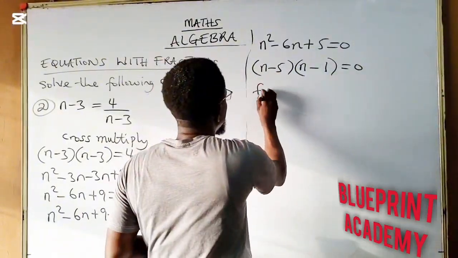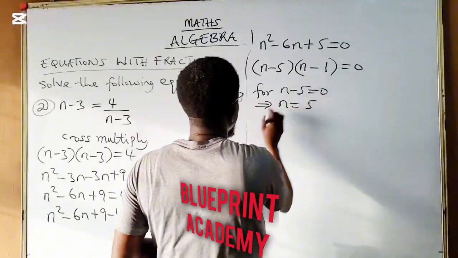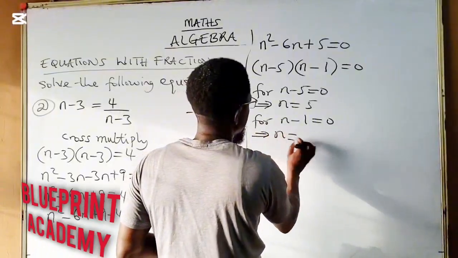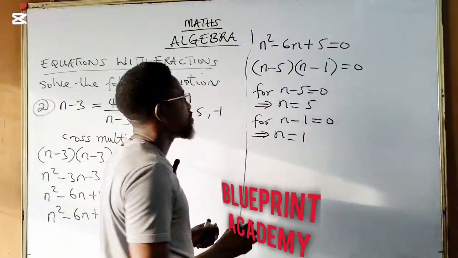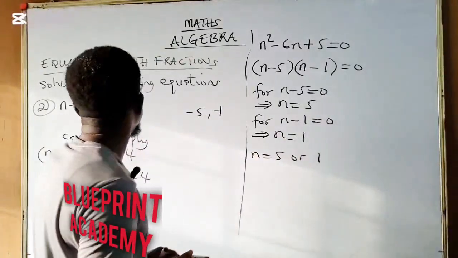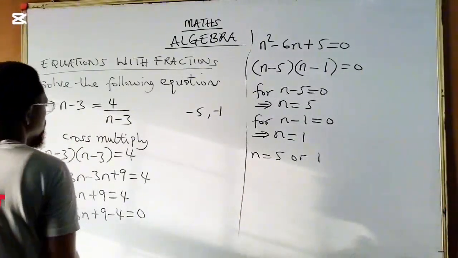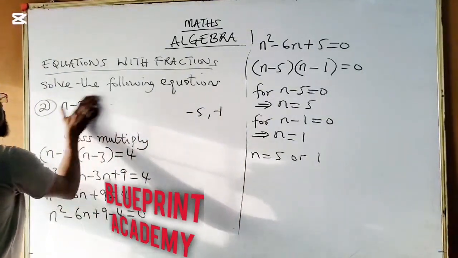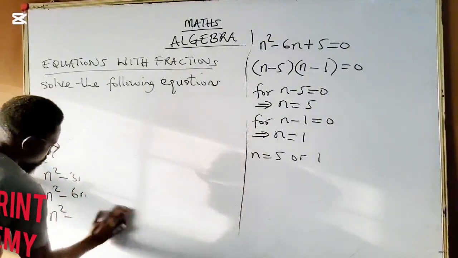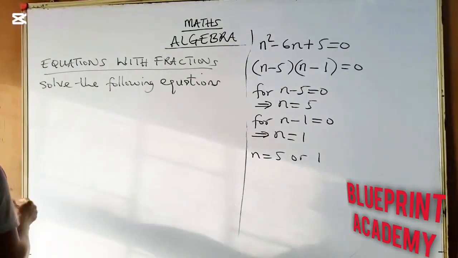Now for n minus 5 equal to 0, that implies n will be equal to 5. Then for n minus 1 equal to 0, that implies n will be equal to 1. So the two answers we have here are n equal to 5 or 1. That is the solution for this particular equation. Like I said, these things are not difficult. If you followed everything we have been doing from the beginning, then you see that these things are all straightforward. Just ensure you go back and look through everything we have done since we started this particular topic, algebra.